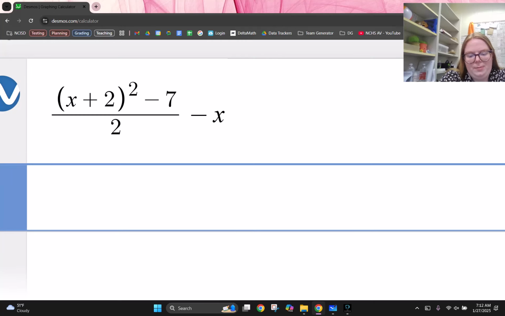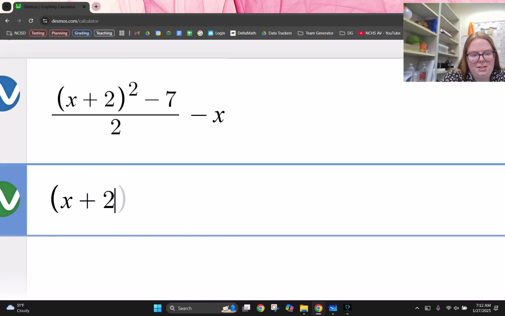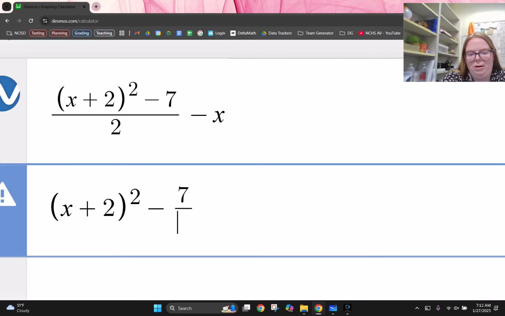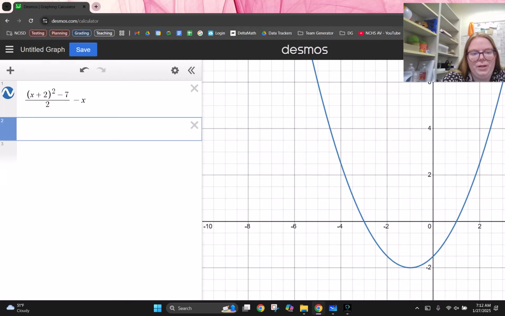Just a quick note, when you're typing fractions like this, you should always type the fraction bar first, because if you start typing x plus 2 squared minus 7, and then you type the fraction bar, it's just over this, it's just with the 7, and we don't want that. So you should always type that fraction bar first.